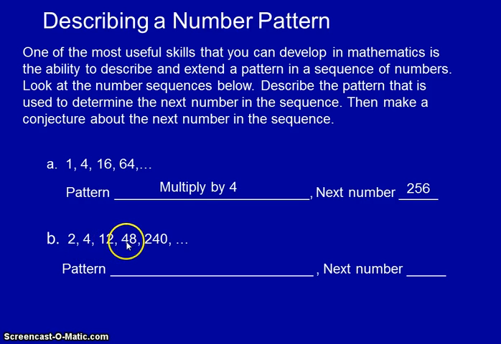And then we would multiply by 4. Then we would multiply by 5. So next we're going to have to multiply by 6. So 2, then 3, then 4. Our next number is going to be 240 times 6, which is 1440.